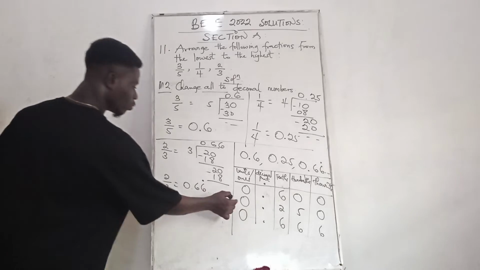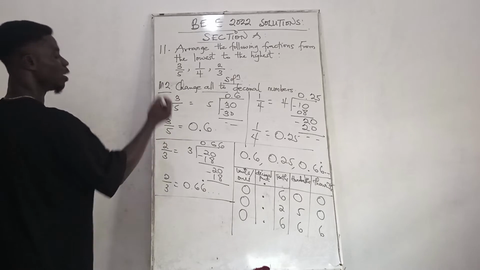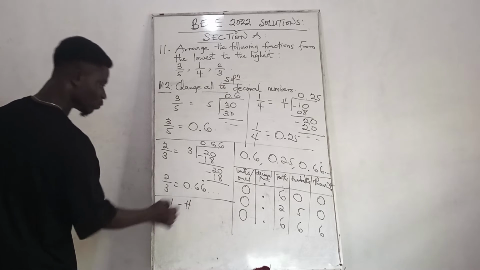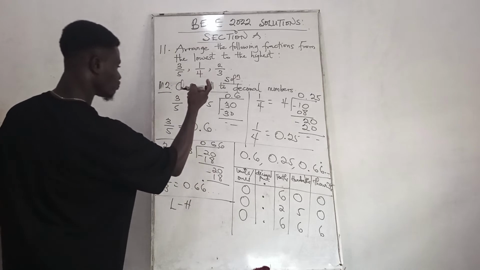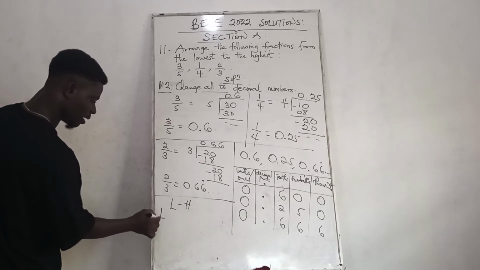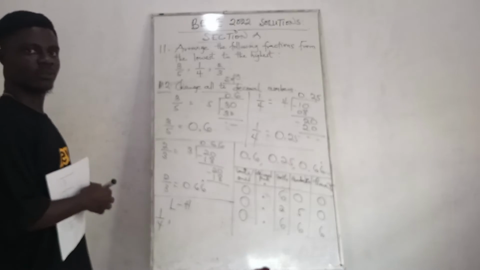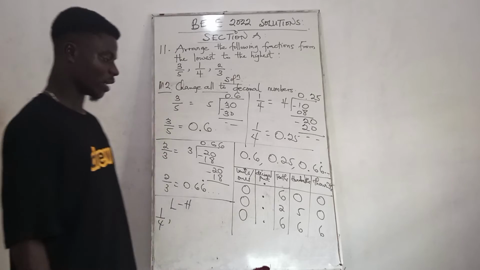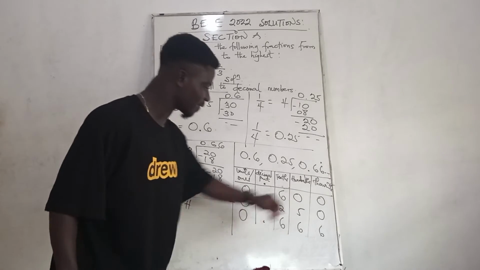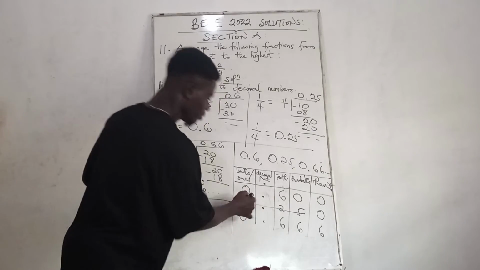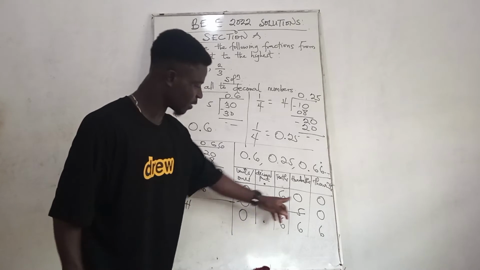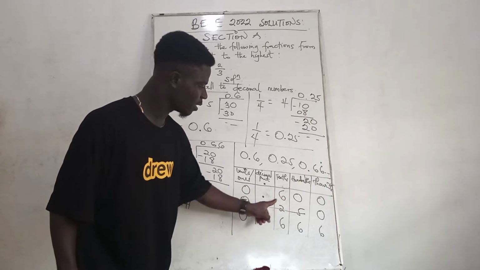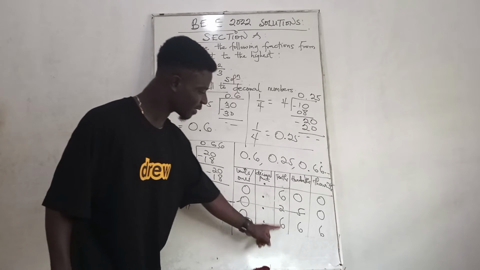So now we can conclude from the lowest to the highest, we have 1/4 as the lowest fraction, right? Which corresponds to 0.25. Then you come to 0.60, 0.60, then 0.66.